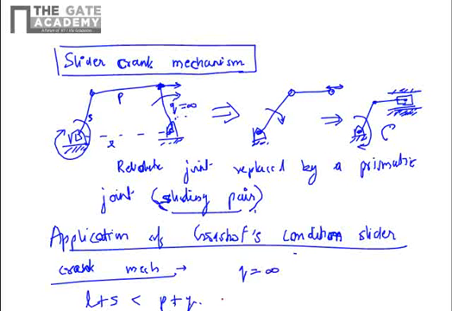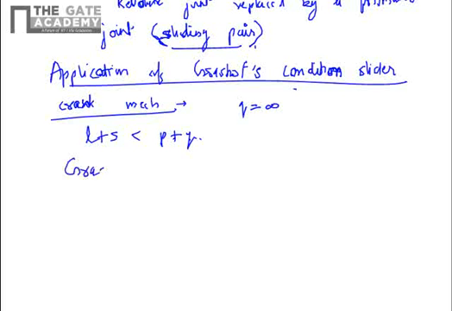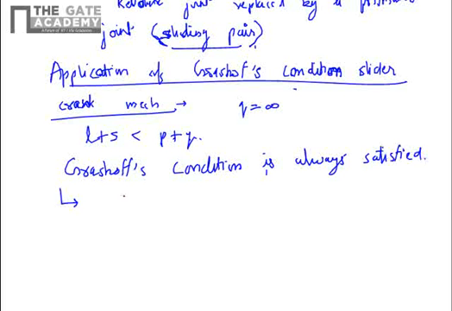So if Q is infinity, then the Grashof condition is always satisfied. In the case of a slider crank, it is always a Grashof mechanism. So this can form one objective question. We should keep this in our mind for our knowledge.